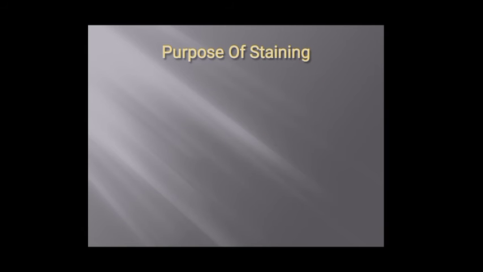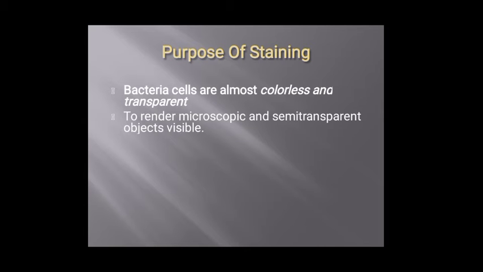Majorly, we know that the bacterial cells and the background on which we are observing them under the microscope are both colorless, that means transparent in nature, so it is very hard to clearly observe the shape and size of the bacterial cells. So to clearly observe the bacterial cells under the microscope, it is important to create a contrast between the bacterial cell and the background.